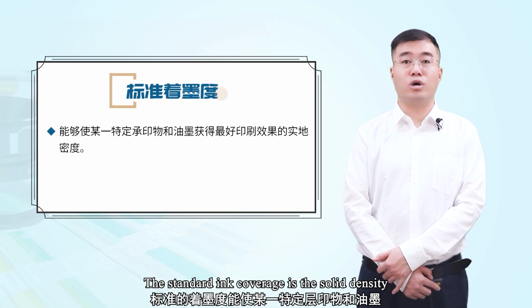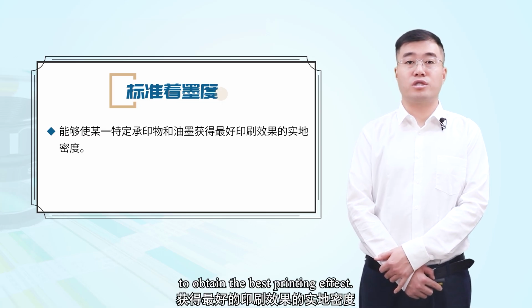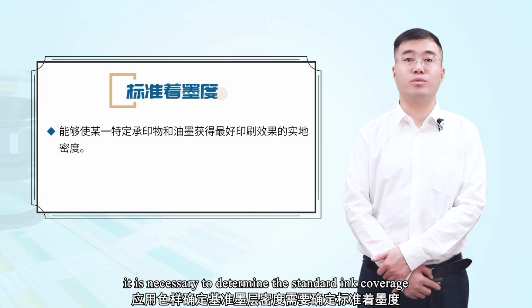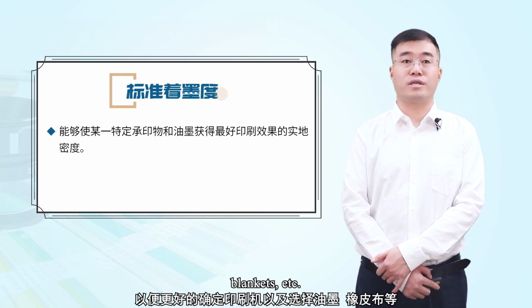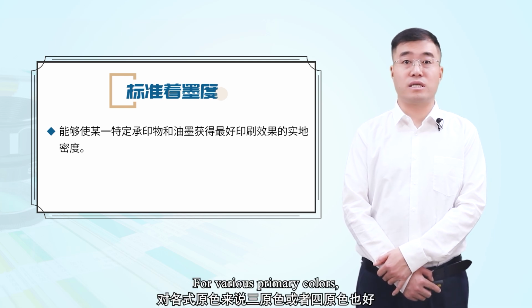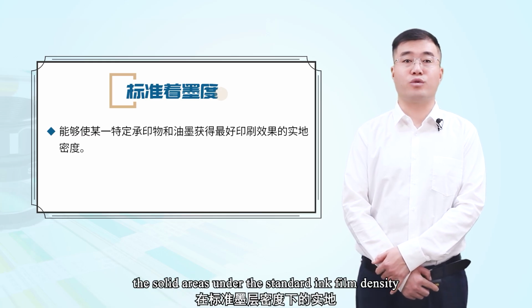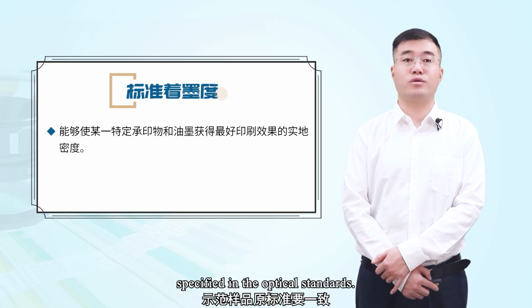The standard ink coverage is the solid density that can enable a specific substrate and ink to obtain the best printing effect. To determine the reference ink film density using color samples, it is necessary to determine the standard ink coverage. To better determine the printing press and select inks, blankets, etc. for various primary colors, that is, the 3 primary colors or the 4 primary colors, the solid areas under the standard ink film density must be consistent with the corresponding standard demonstration samples specified in the optical standards.